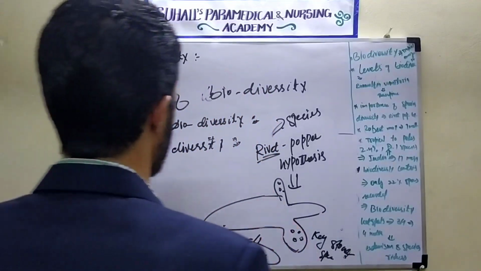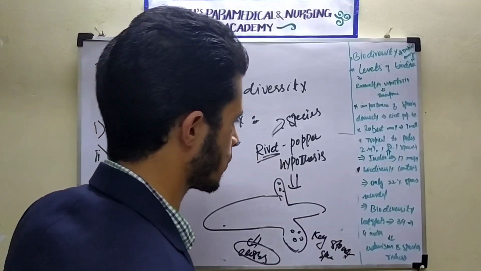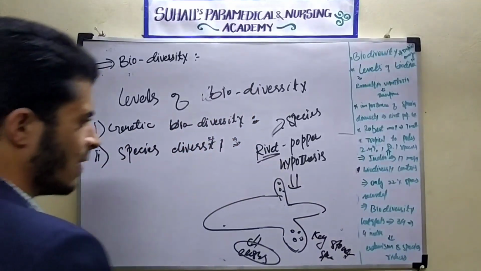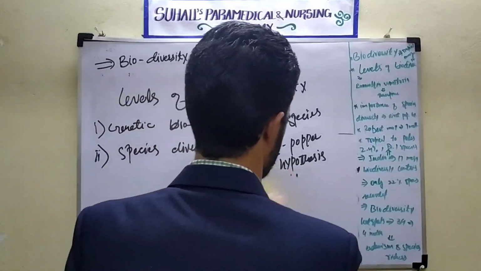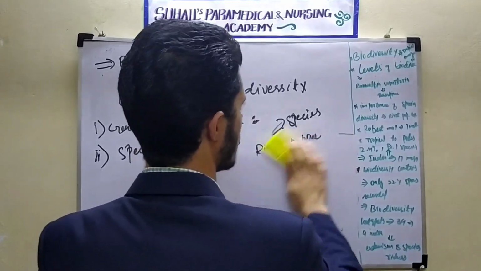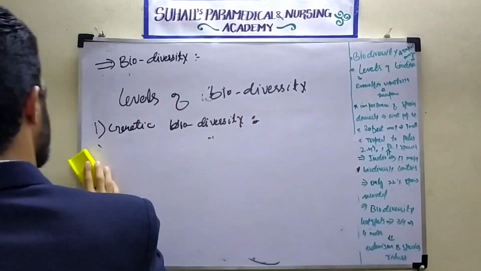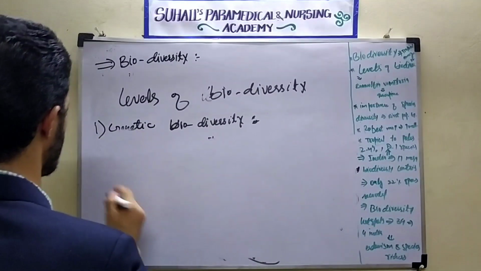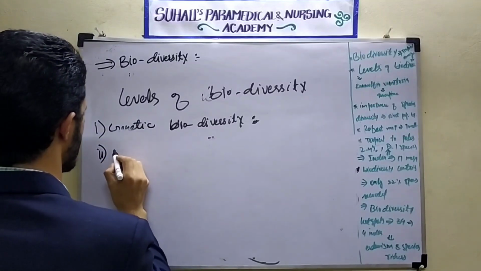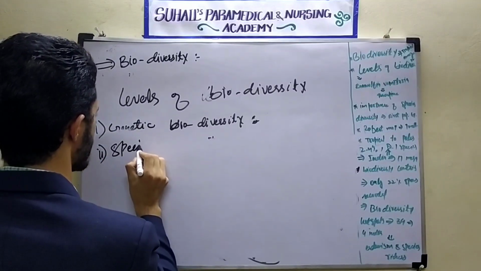So this was all about species biodiversity and the Rivet-Popper hypothesis. Now I will tell one more point, that is the third thing. The third biodiversity level is, this was second, that is genetic. First was genetic, second is species. I told different points in species biodiversity.